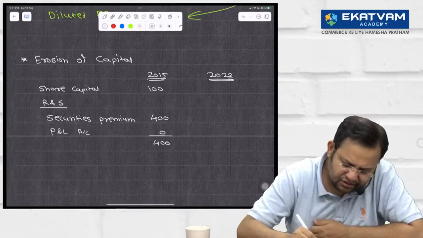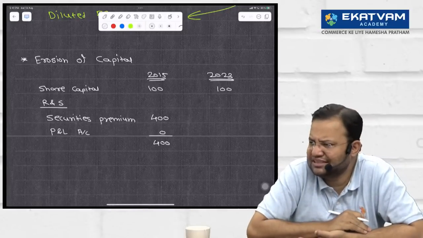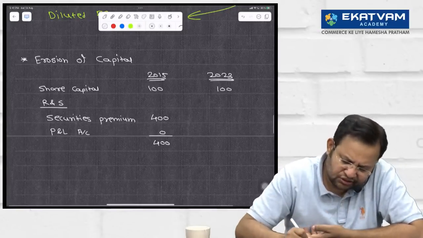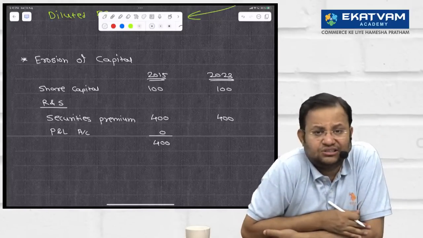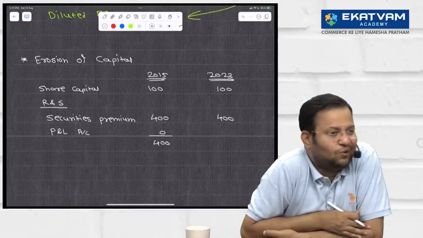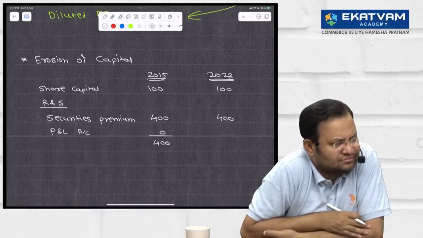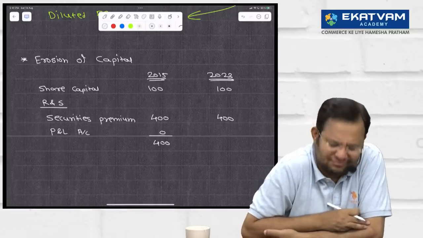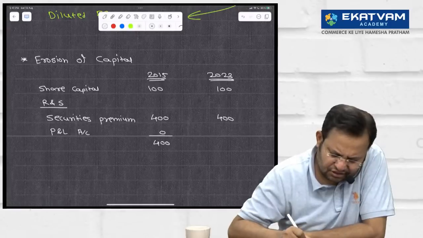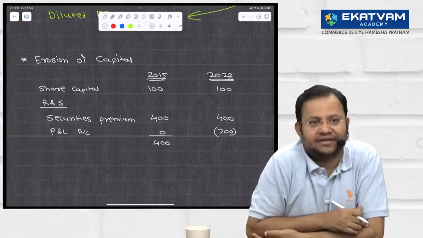2023 end. You did not issue any further shares. Your share capital was the same, 100 crore. Your security premium also remained the same. But over the years, you made wonderful losses. Why did you make wonderful losses? Whatever you did, you made a loss of 700. So 700 will be shown in a bracket.